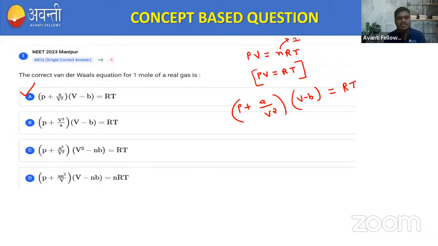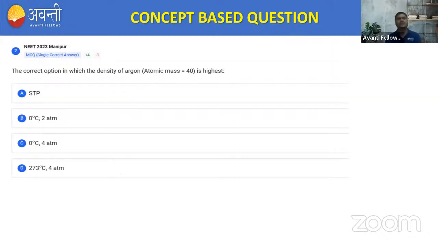So this is a very simple question, और ये नीट 2023 एग्जामिनेशन में आया भी था. The correct van der Waals equation for 1 mole of gas. ठीक है. So I hope this is clear to everyone. सबको clear हो गया होगा कि क्या है एक मोल गैस के लिए van der Waals equation. ठीक है. चलो. Now, ये क्वेश्चन भी आया था 2023 में.